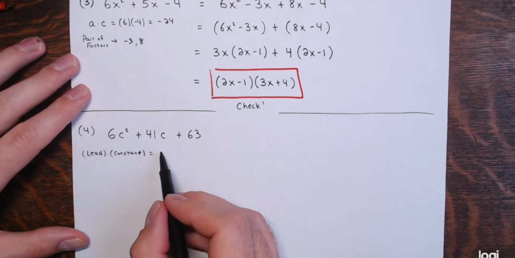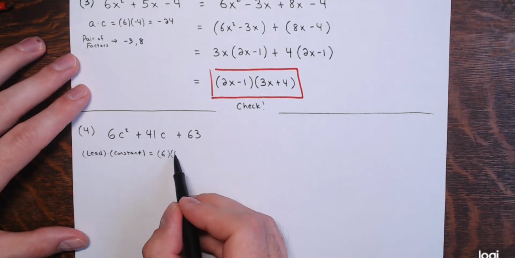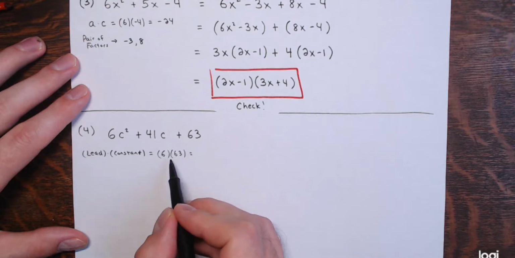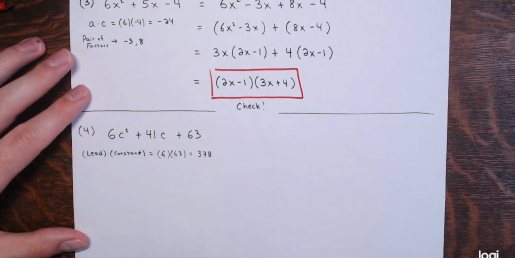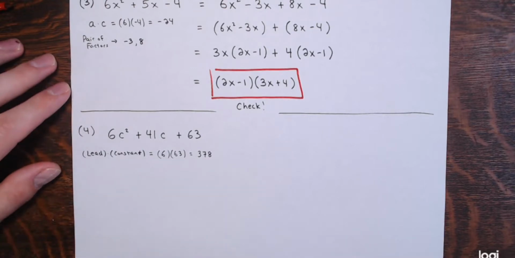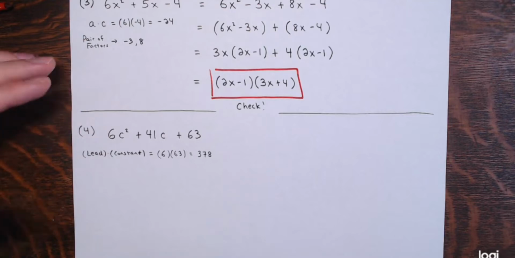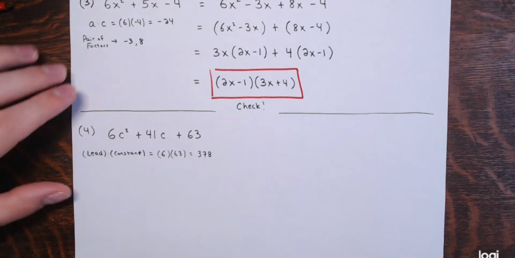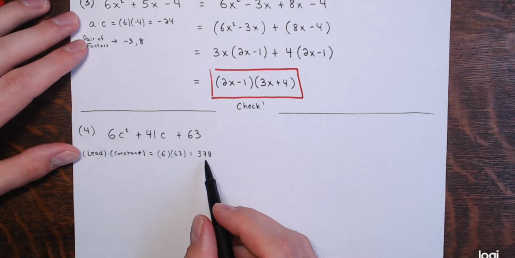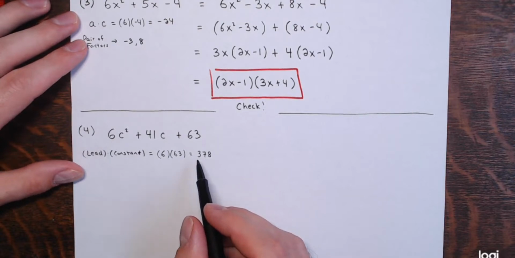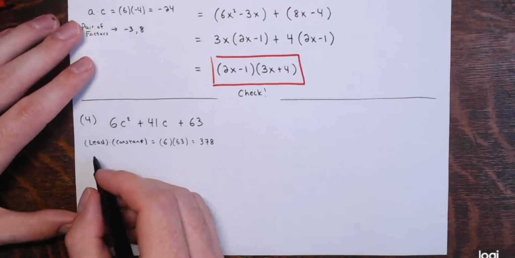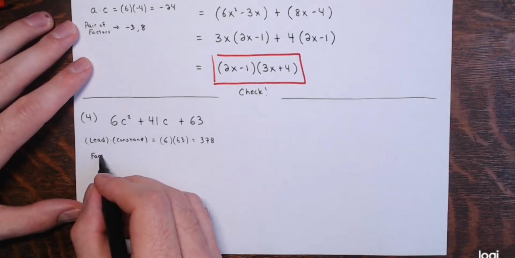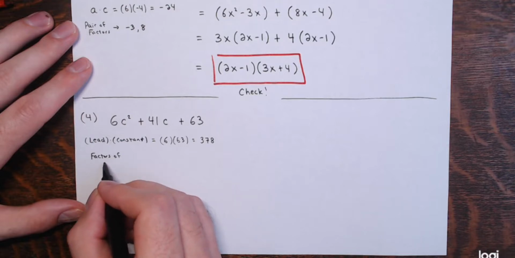So here that's 6 times 63. So that'd be 378. That's 360 plus 18. And now we're looking for, and this one I might make a chart for, a pair of factors of 378 that have a sum of 41. So I'll make a little table. Factors of 378 whose sum.